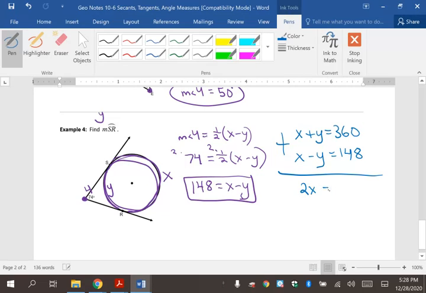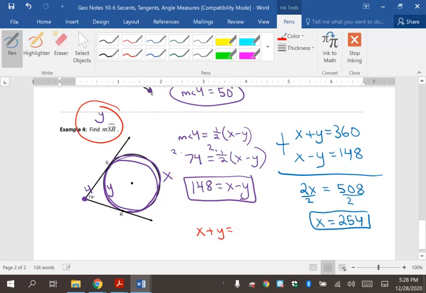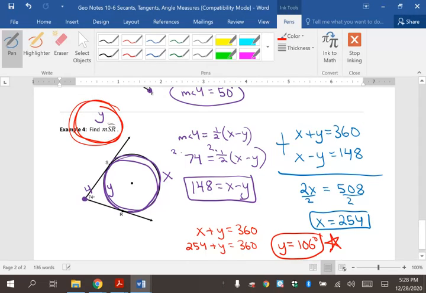We have 2x equals 508. Divide both sides by 2. So x is 254. Oh, just make sure you're answering the question. And remember over here, I said we have to find y. So x plus y is 360, or you can use the other equation. So 254 plus y is 360. Take 360 minus 254, and I get y is 106, and that is my final answer because I already labeled y over here.